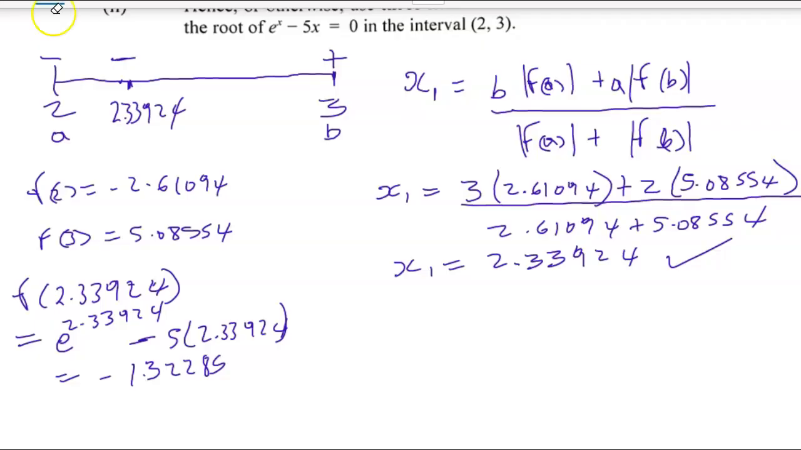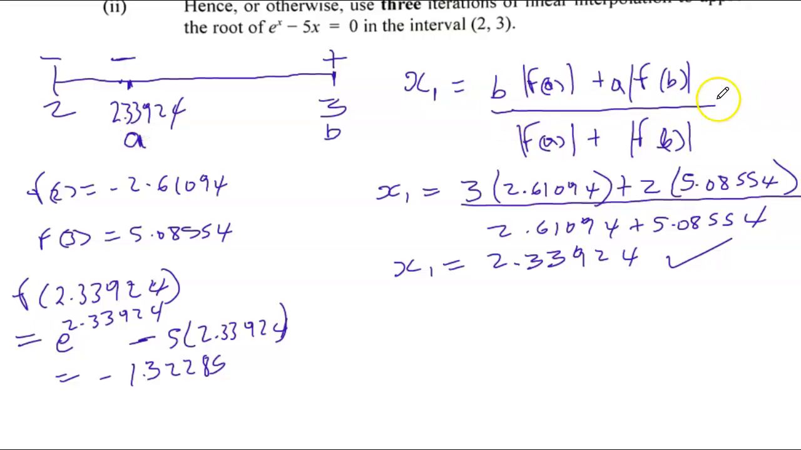So we're going to move our a now. So our a is now this value. So when we're applying this formula, we're going to use our a for the lower value, 2.33924, and our b for 3. So we're done with this side of the line. So these are our new limits now. So using our second iteration, we use the exact formula, but this time we have a different a value. The b value is still 3.